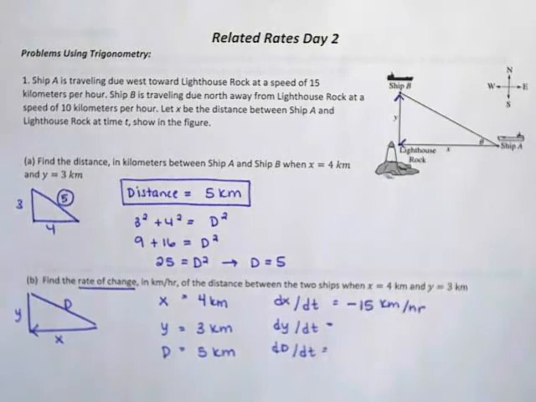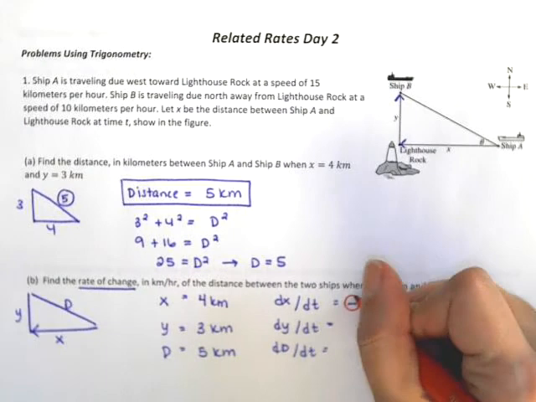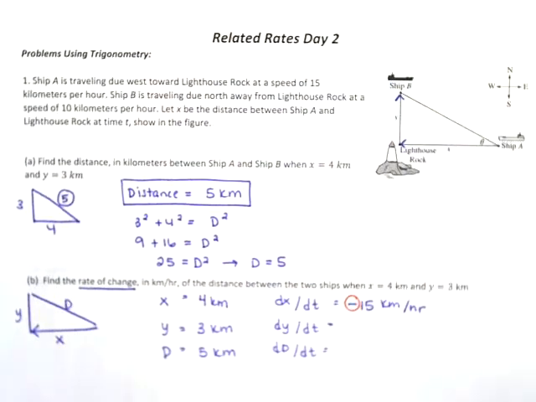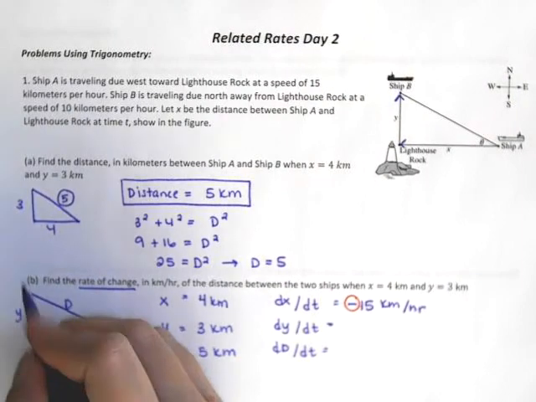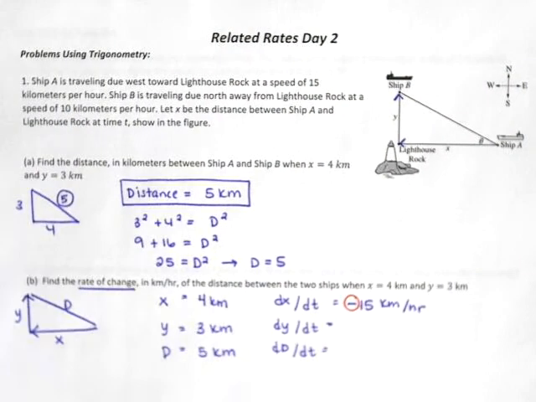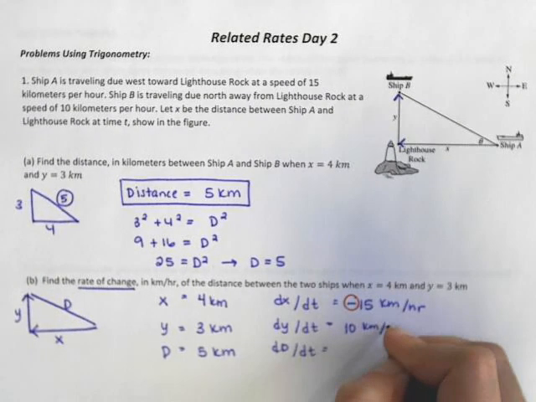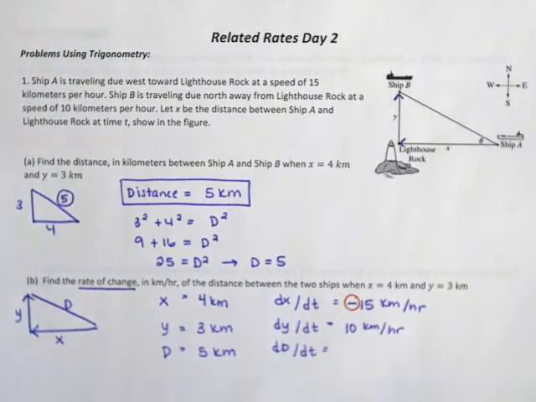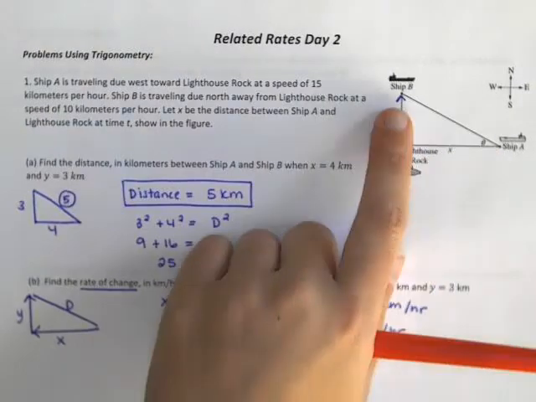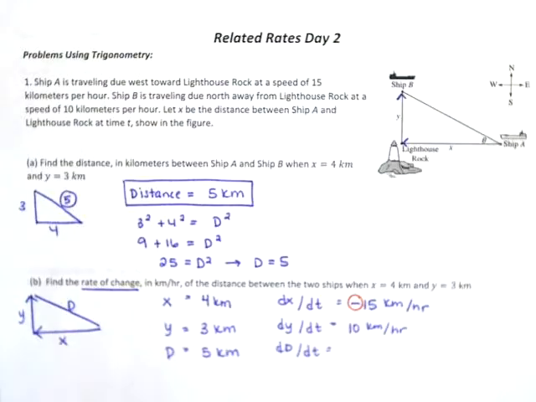Now again, I'm making this negative because that distance is going to get shorter as the boat gets closer. dy/dt, this ship is sailing upwards at 10 kilometers per hour. So his distance is getting bigger by 10 kilometers per hour, and we don't know how fast the distance between the ships is changing because that's what we're trying to figure out.